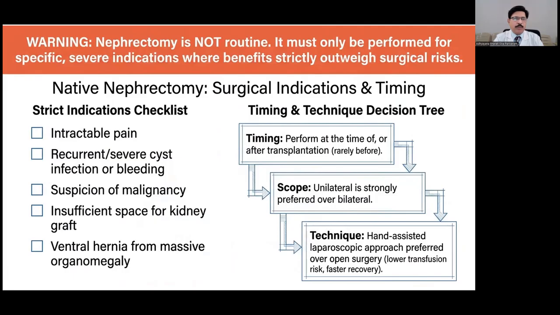Now, nephrectomy versus surgical indications. Indications for nephrectomy are intractable pain, recurrent severe cyst infection, suspicion of malignancy, insufficient space for kidney transplant, ventral hernia, and massive organomegaly. Then, when you want to do it, time it properly. Timing: perform at the time of or after the transplantation. Scope: unilateral is strongly preferred over bilateral. Technique: hand-assisted laparoscopic approach is preferred over open surgery.